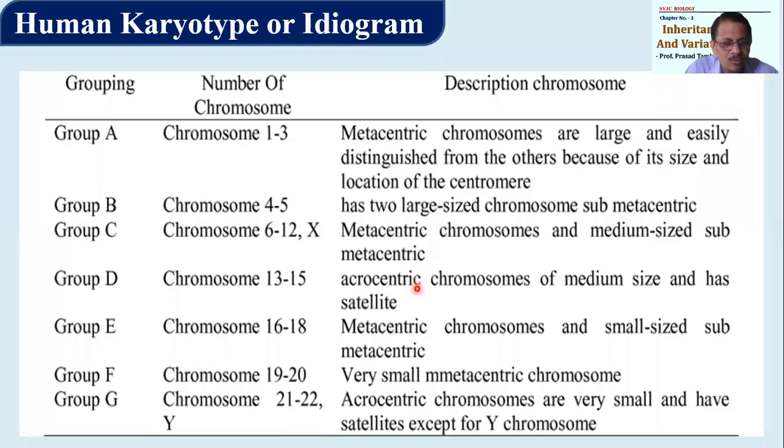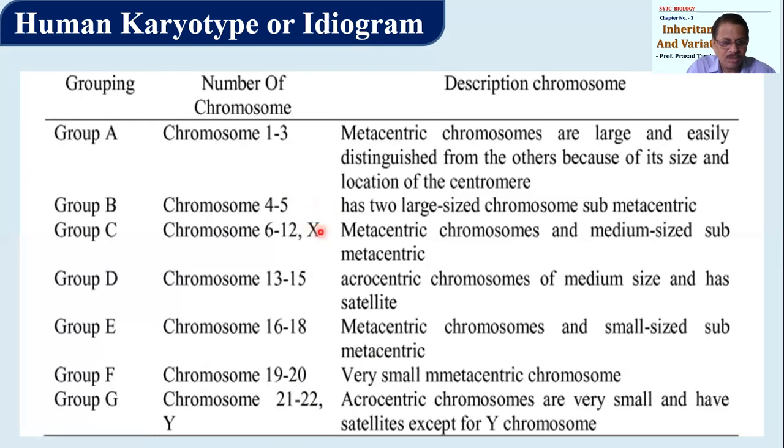So Group A consists of 3 pairs, Group B consists of 2 pairs, Group C consists of 7.5 pairs. Now how this 7.5 pairs: 6 to 12 is complete pair and 1 X chromosome. Group D consists of 3 pairs, 13, 14, 15. Group E consists of 16, 17, 18, 3 pairs. Group F and Group G consist of 2 pairs of chromosomes each. ठीक है, तो 22 pairs तक यहाँ पे दिया हुआ है.